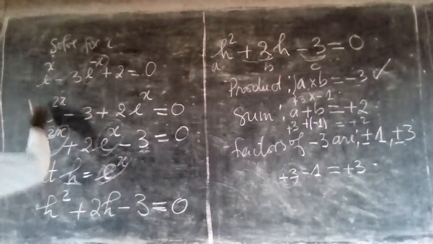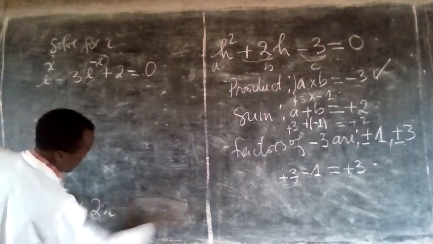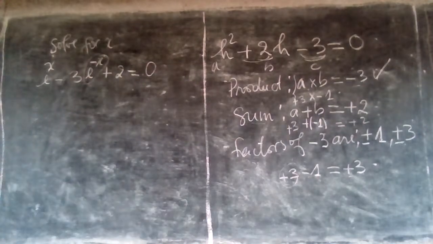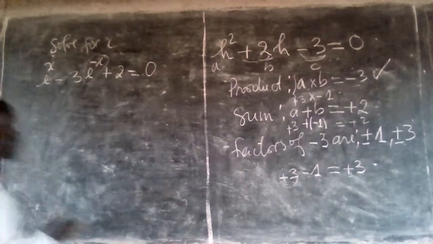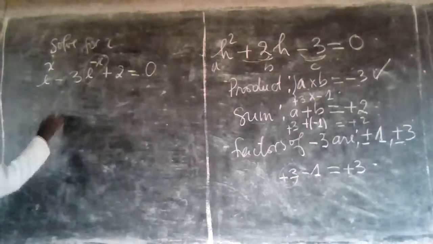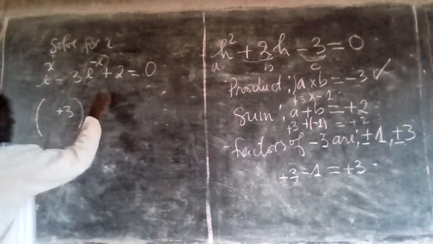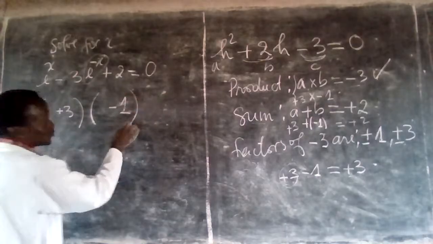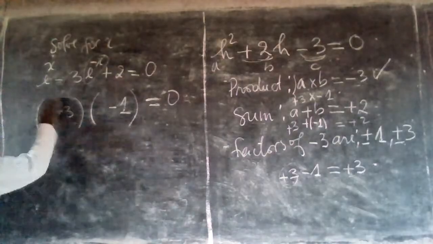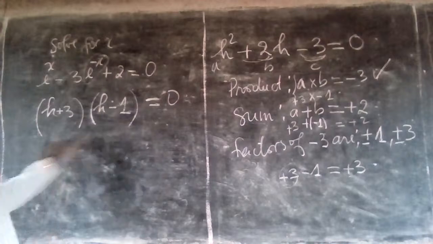Now let us continue. We have seen it is plus 3 and minus 1. Now you have it right. It is plus 3 and do this one times minus 1, do this one is equal to 0. What we have factorized is h. You have to put h here and h here. It was the simple way that I have told you.